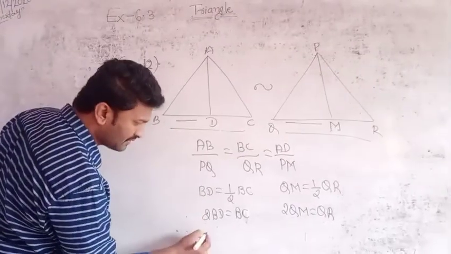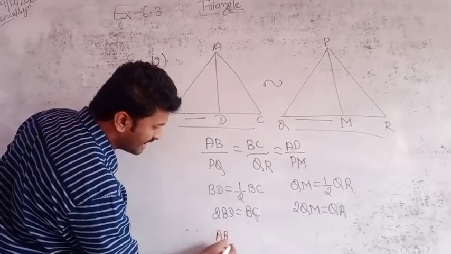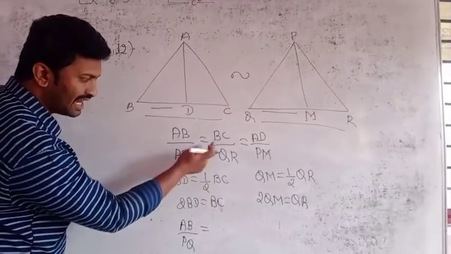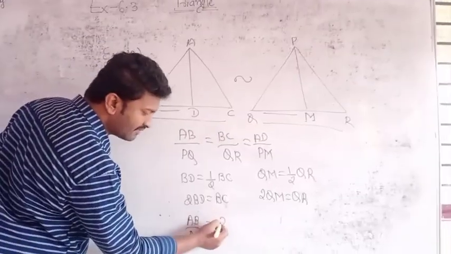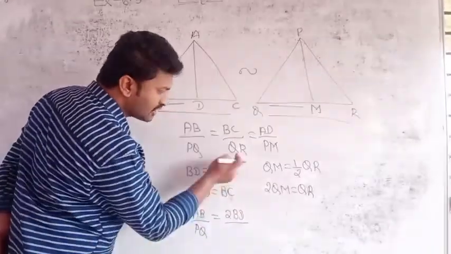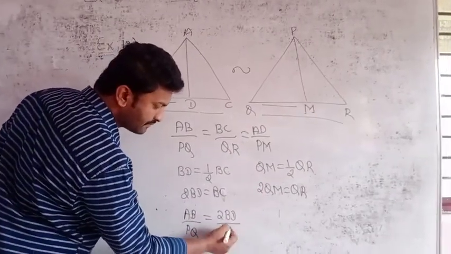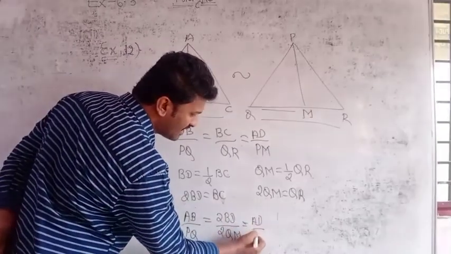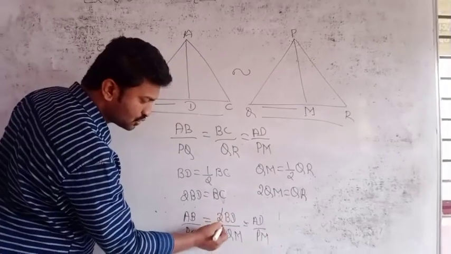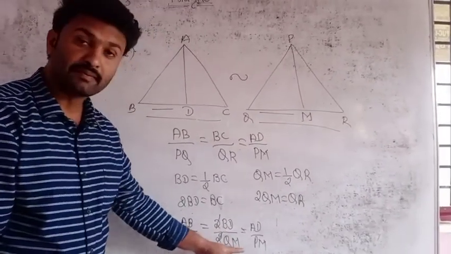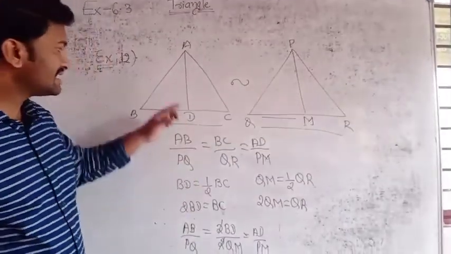And now I will replace the values of BC and QR in this one. I will rewrite this one. AB divided by PQ equals to BC. I will replace this BC by 2BD. Correct? And divided by QR as 2QM equals to the same AD divided by PM. Here I will cancel 2. What remains? BD divided by QM.